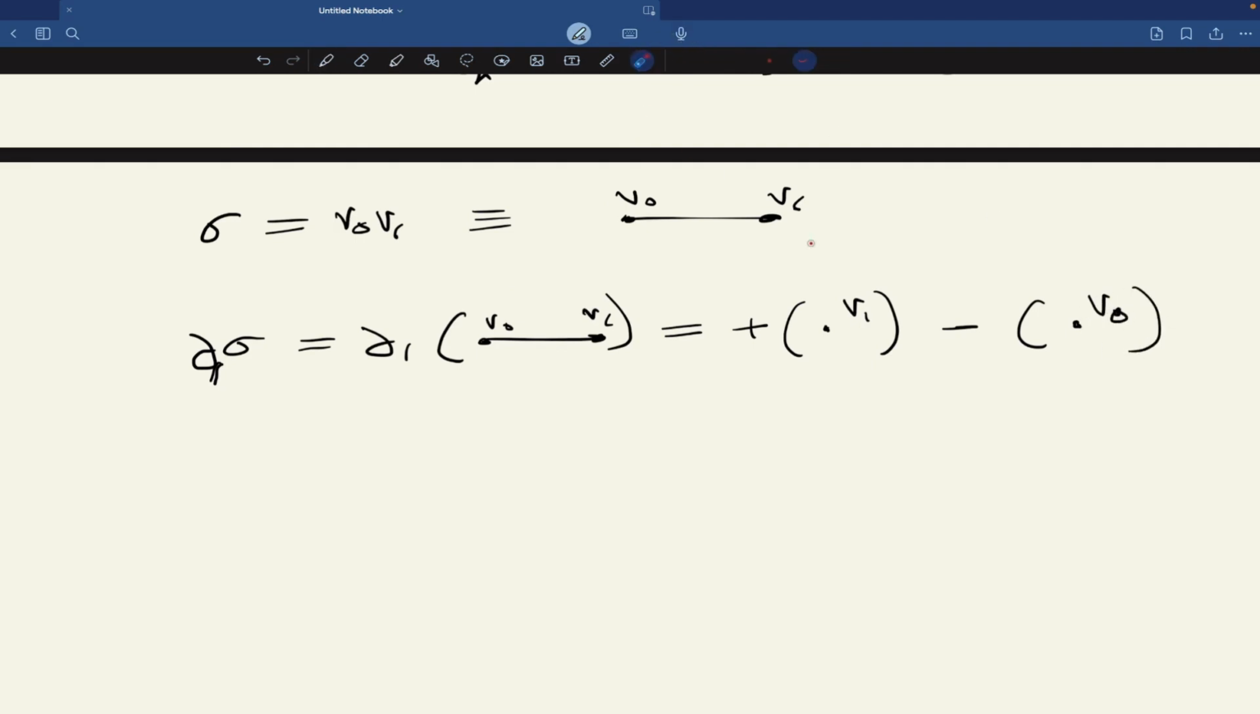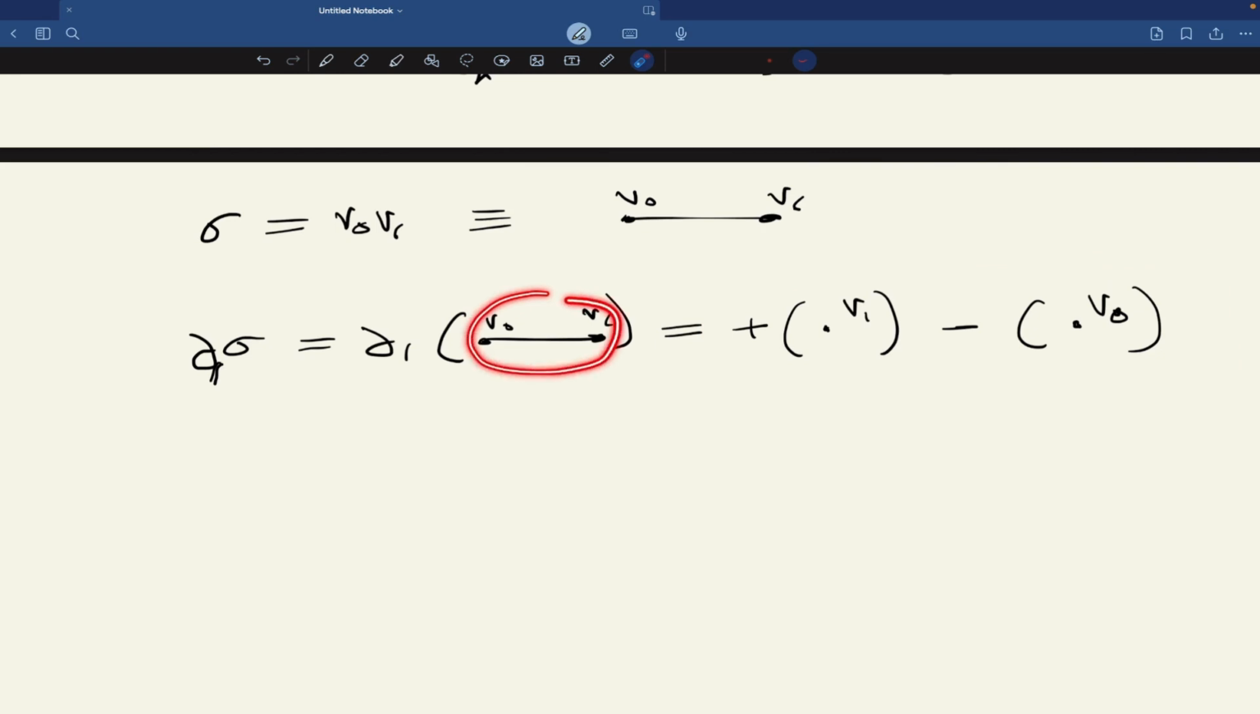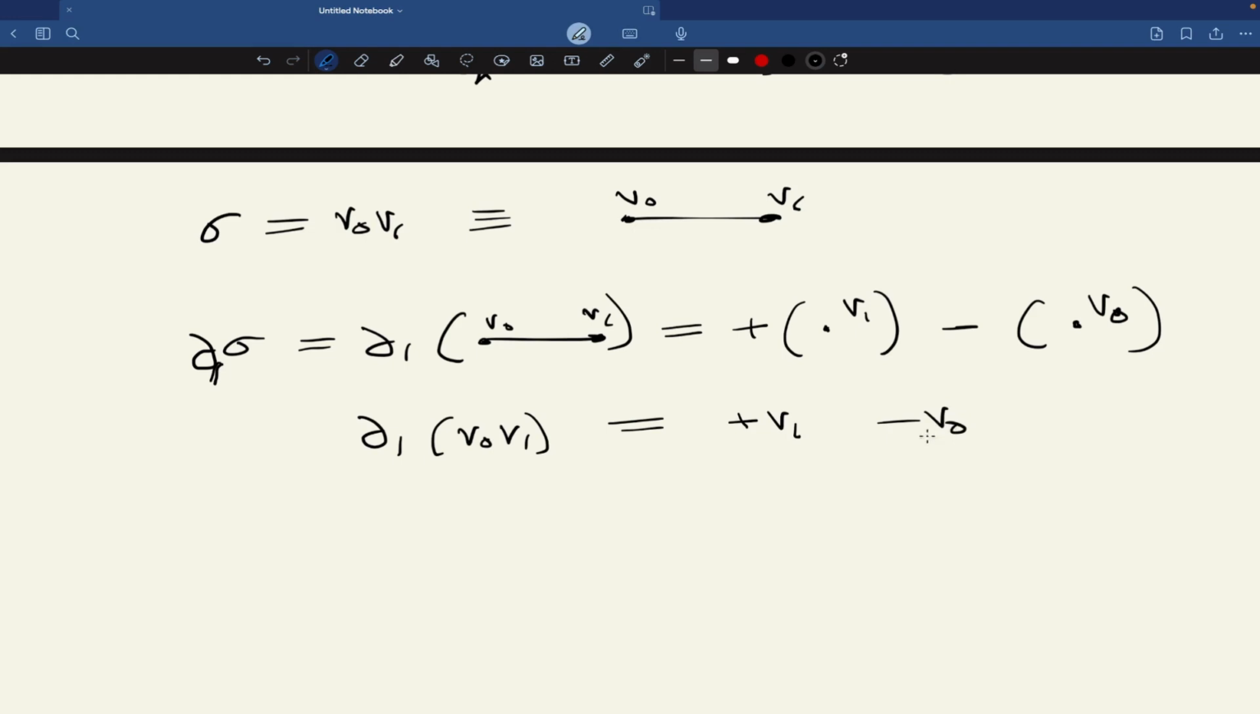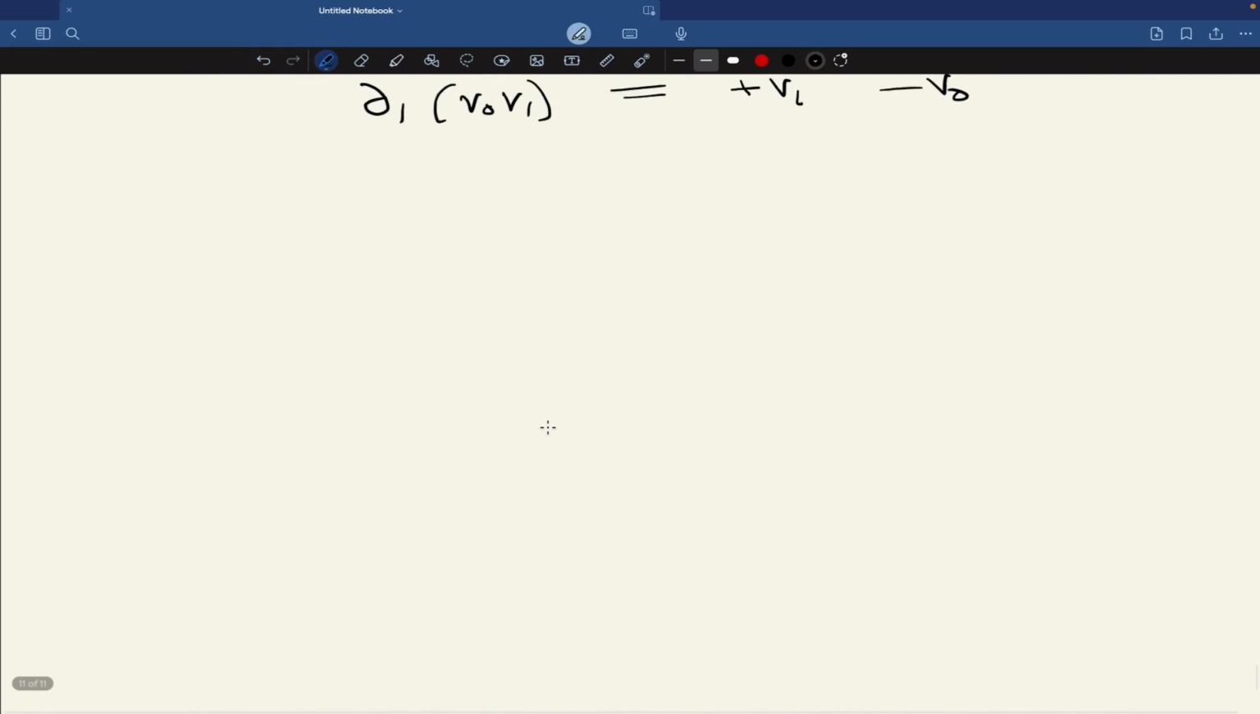So this linear combination of faces is the boundary. So the boundary of this edge is the linear combination of its faces, which are its vertices. We can also write it like this: del 1 of v0 v1 equals plus v1 minus v0. Let's take one more example, of a two simplex, for clarity.